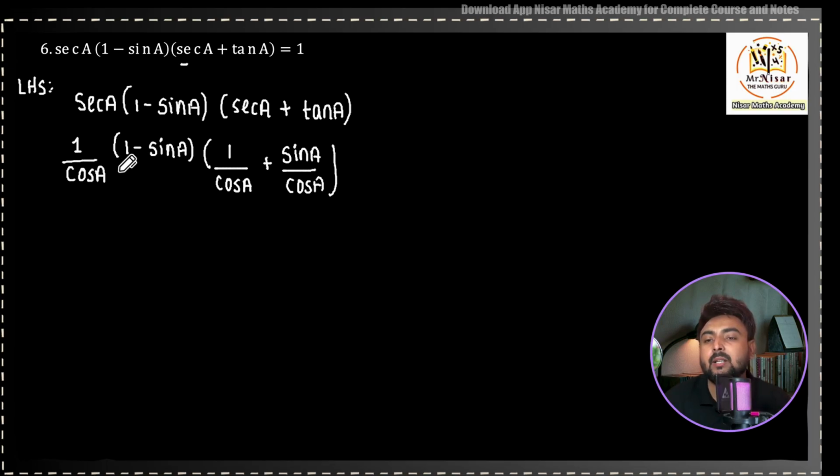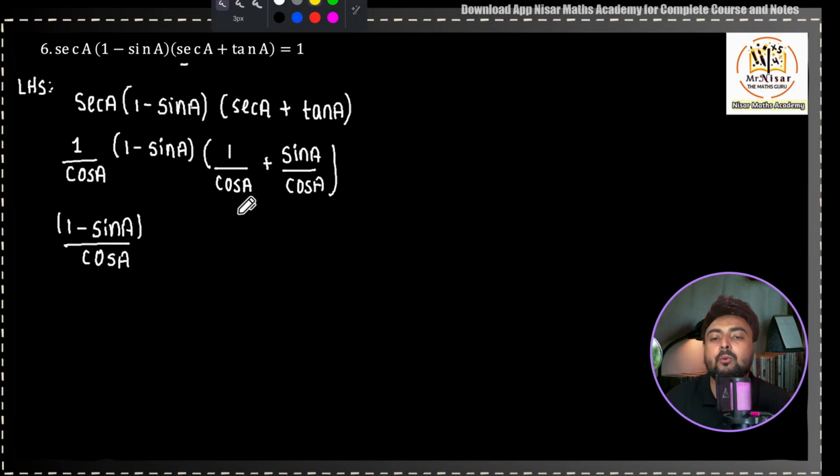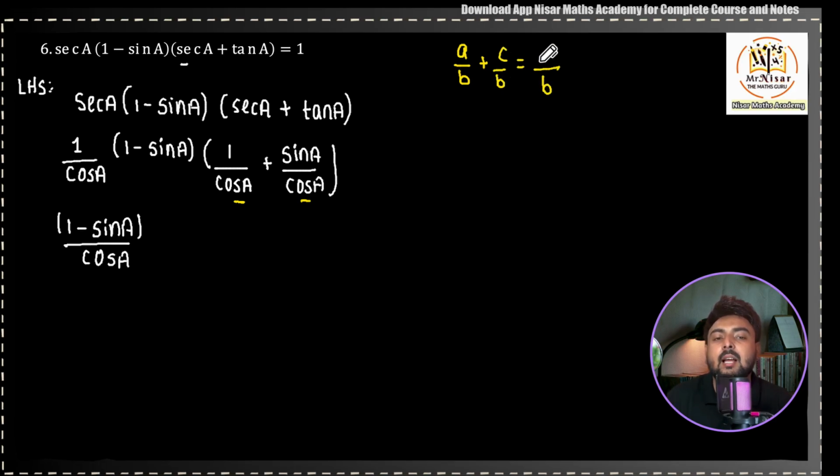Now this will be multiplied: 1 minus sin a into 1, it will be (1 minus sin a) upon cos a. I have multiplied with 1, there will be no change there. And here in the bracket, I'll say 1 by cos a plus sin a by cos a. Here the denominators are the same. I hope you are able to see. So it is an addition of like fractions. Whenever the denominators are the same and we need to add the fractions, what do we do? Write the denominator once and add the numerator. If addition is there, do addition. If subtraction is there, do subtraction.